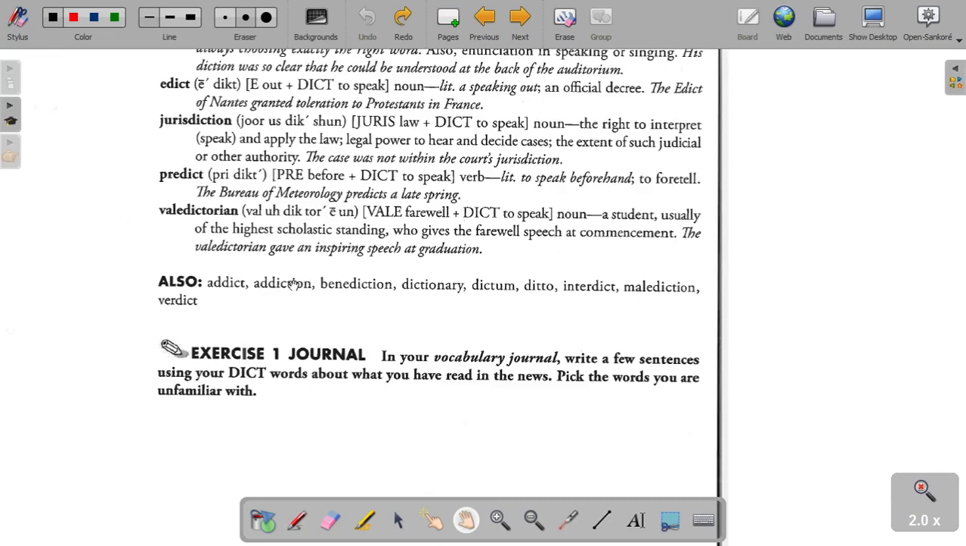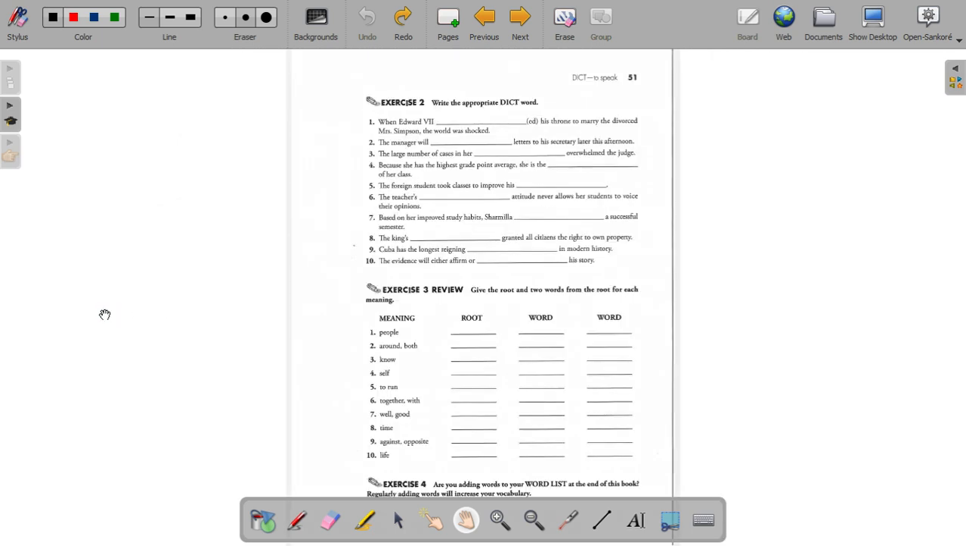So again, addict, addiction, benediction, which if you remember is a blessing. Yes, exactly. Dictionary, you know what that means. A dictum is kind of like an edict a little bit. Interdict is to speak between. And then malediction is a curse. And then the verdict, vert or verse, means truth. So a verdict is to say the truth. So when someone is declared guilty or innocent in a verdict, they are hopefully saying the truth about what actually happened.